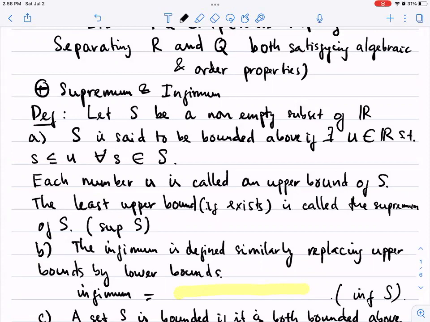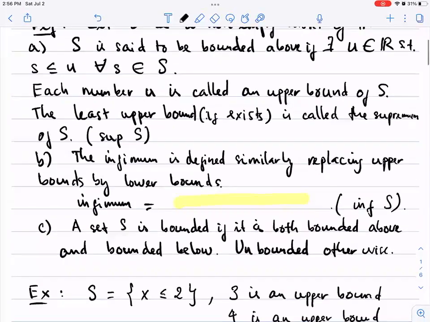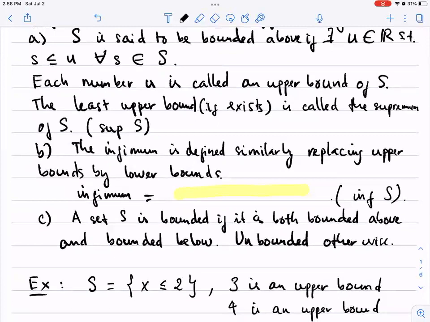Similarly, we can define the infimum. The only modification is that we replace upper bounds by lower bounds. That is, the infimum is defined to be the greatest lower bound. Again, a set of numbers might have several lower bounds. Among these lower bounds, we choose the greatest number, and that is defined to be the infimum of the set.